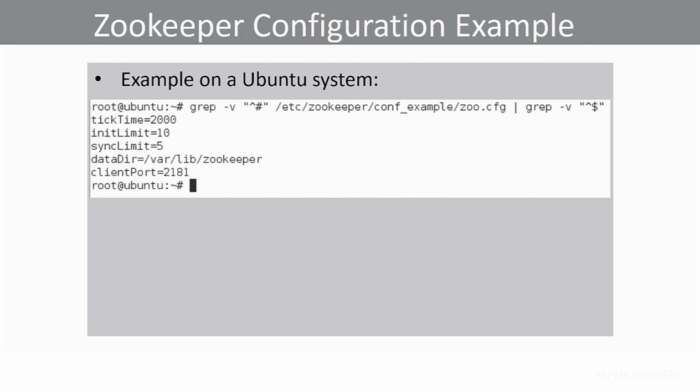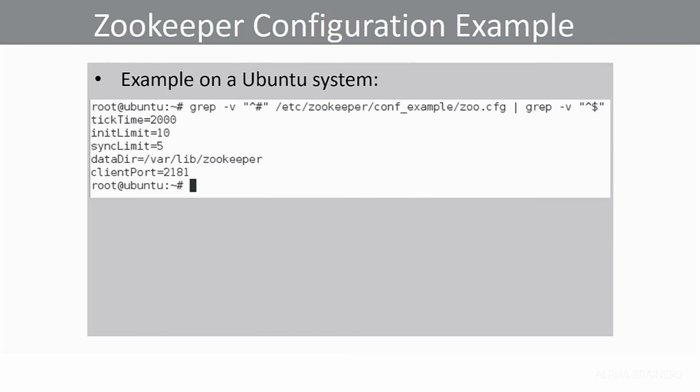So you can see my tick time example is set to 2,000. There are some other values in there as well that I haven't discussed, like init limit and sync limit, but you can see the data dir is going to be storing the information about the Zookeeper inside of var lib Zookeeper, and then it's going to listen on port 2181, as in this case right here.